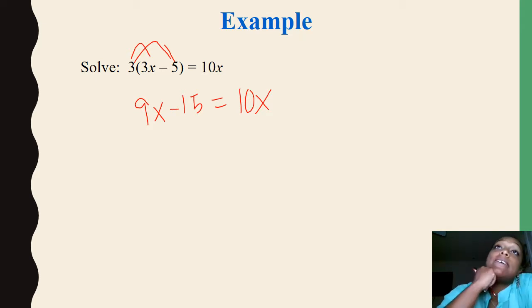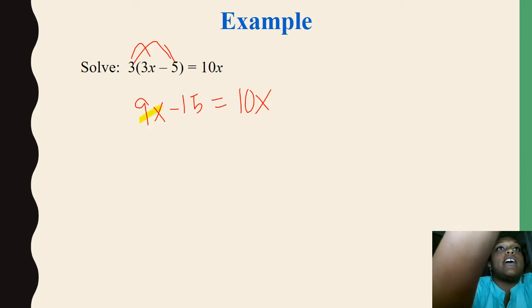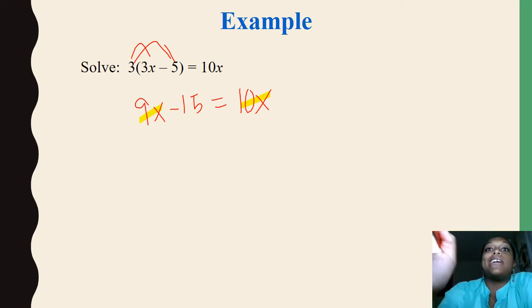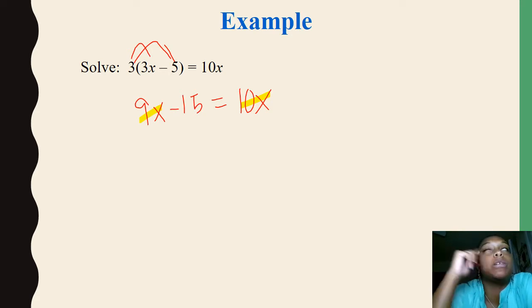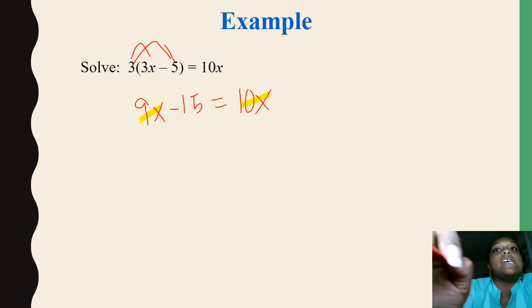Step 2 is I want to make sure my variables that are alike are on the same side. So notice here, my variables that are alike are 9x and 10x. And I like to avoid negatives. So what I encourage my students to do is to move your smallest variable. And it just helps you remember, what is the rule? Move my smallest variable, okay? So my smallest variable here is I have 9x and 10x. So my smallest variable is going to be 9x.